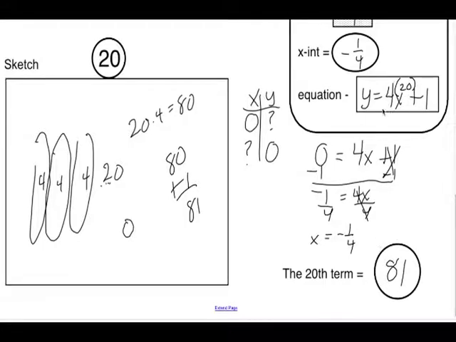So notice how my equation matches my picture. 20 columns, each one had 4, right there, and then I added 1, right there. Okay, so tomorrow you're going to be doing some of these without my help, and you're going to have to try to use the tiles first. And if you use these as notes, you'll have no problem. Good work.